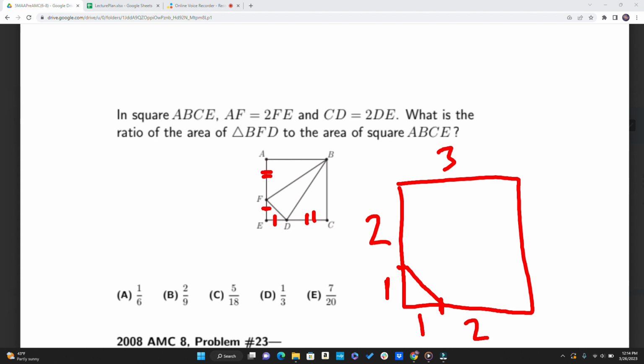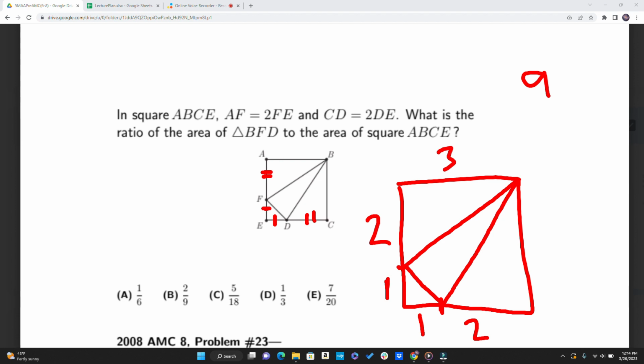Then we could find the area of square ABCE, right? ABCE, that's just going to be 3 by 3, right? Because it's a 3 by 3 square. So that's 9. And then we can find the area of this triangle, BFD, by subtracting the area of the rest of the square, right? Taking away what's on the outside of the triangle.